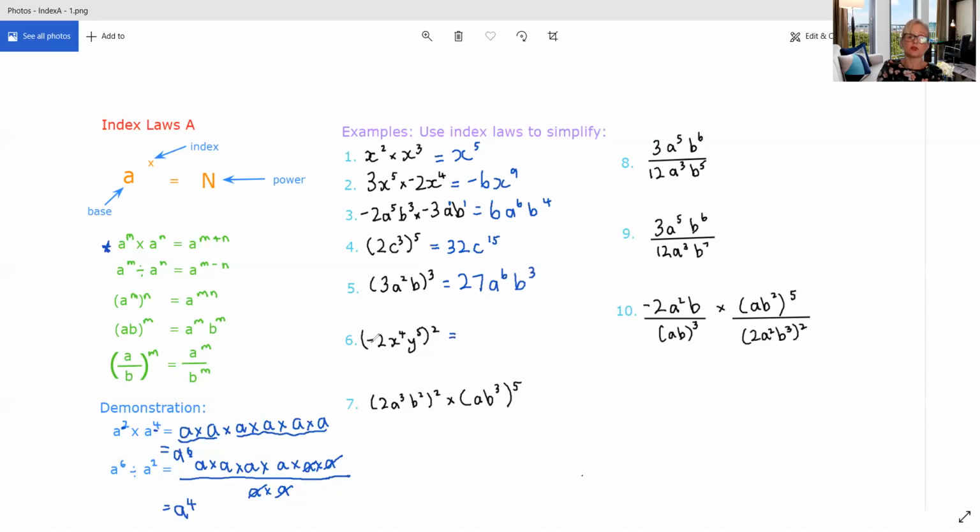Okay, -2 squared is +4. X to the 4th squared is x to the 8th. We multiply the indices. Y to the 5th squared is y to the 10th. Again, we multiply those indices.